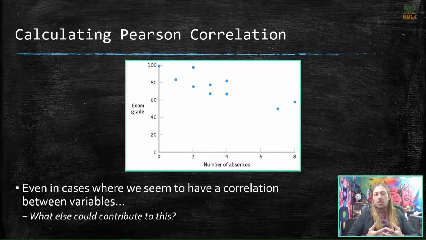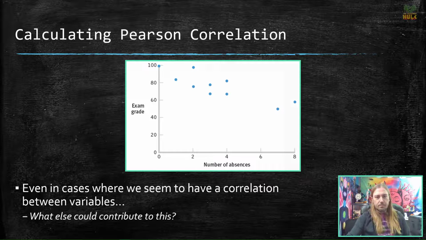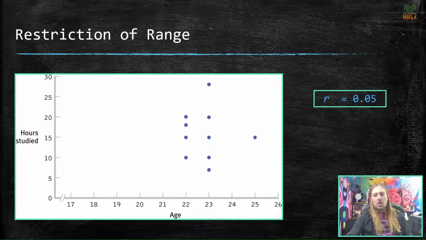We've got our number of absences and exam grades. We have what seems to be a reasonable correlation. We calculated this in the last video. We saw it to be negative 0.85. But let's look at another set of data here. So I want to address an issue of what's called restriction of range.